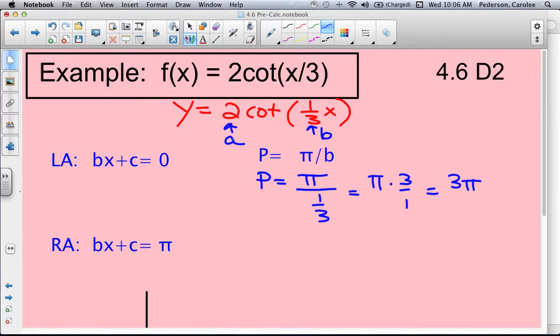All right, let's talk about our left and right asymptotes. Where do we start and stop our revolution? So with our bx plus c, it's right here. That's your bx plus c. So 1/3 of x equals 0. We have to solve that equation for x, so what do we do first? Multiply by 3. So we get still 0 radians. There's our left asymptote at 0 radians.